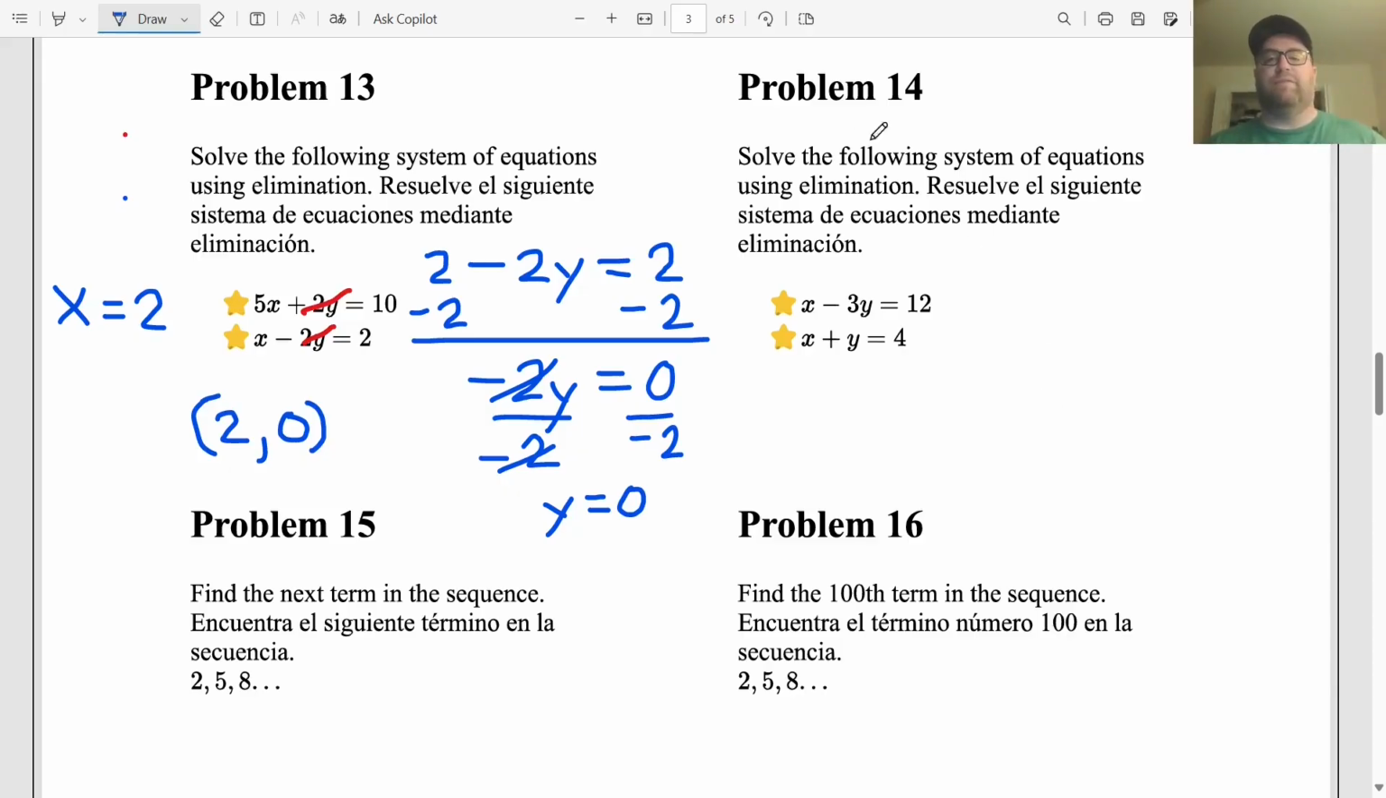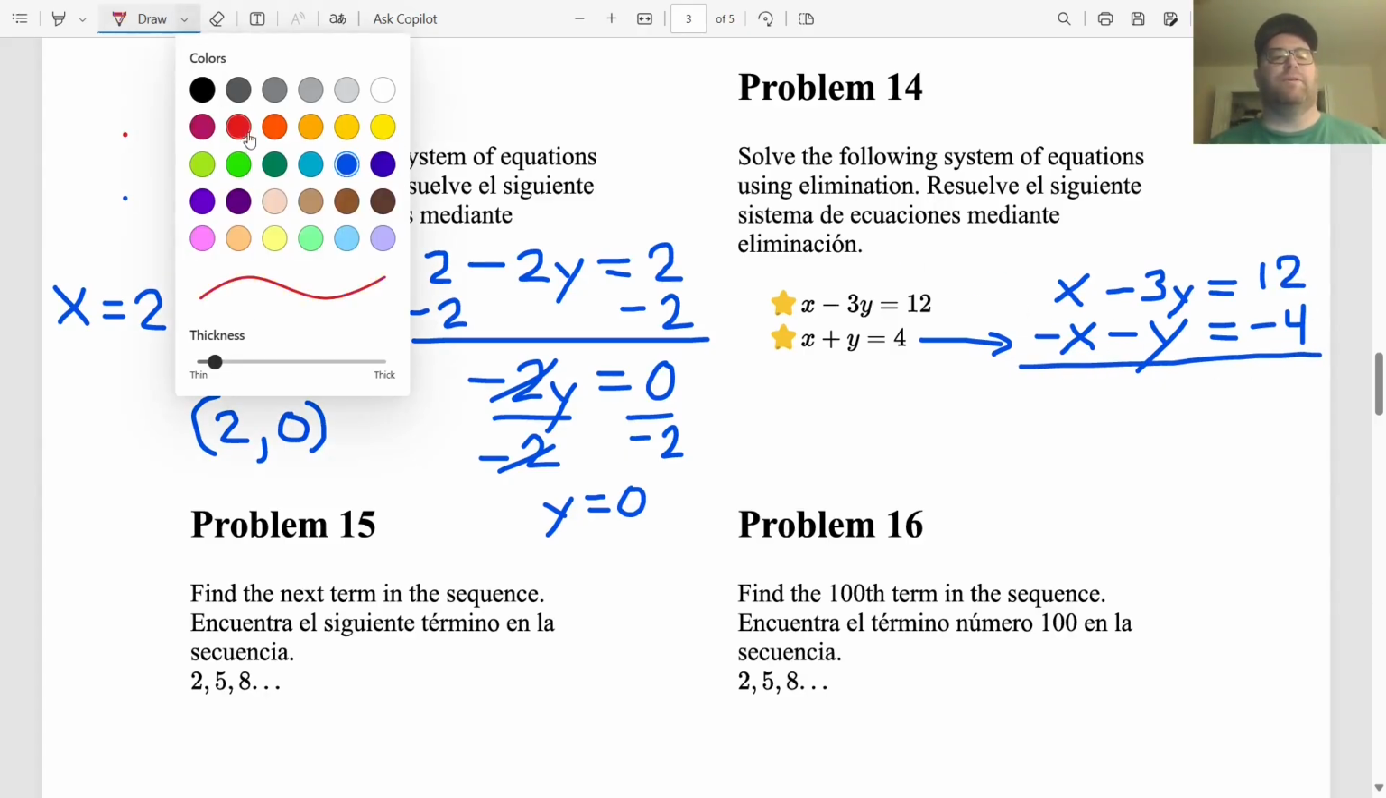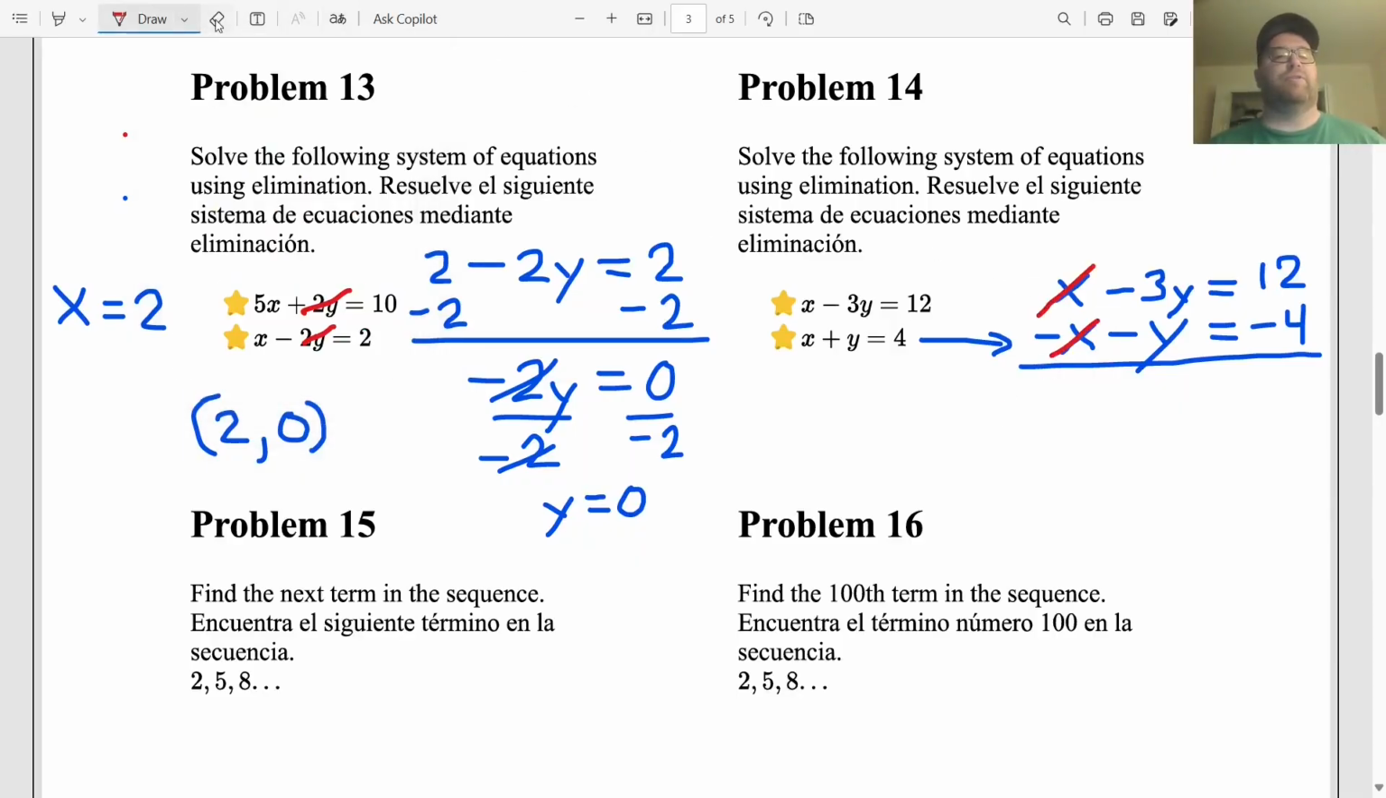All right, next one. Solve the following system of equations using elimination again. Okay, this time it's not as easy. If I multiply the bottom equation by -1, though, and I add these up, the x's will cancel. So I could rewrite this as -x minus y equals -4. That's essentially multiplying everything in this equation by -1. And if I add that to x minus 3y equals 12, I can eliminate my x's. Okay, so x minus x, well, that's going to be 0. So the x's, they cancel each other out.